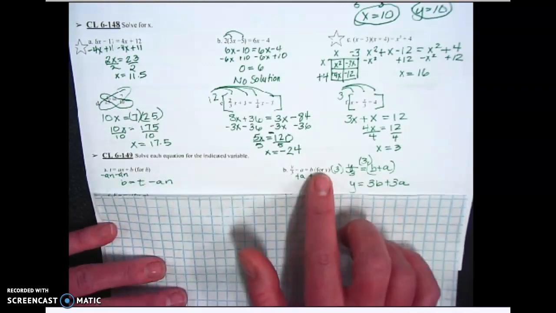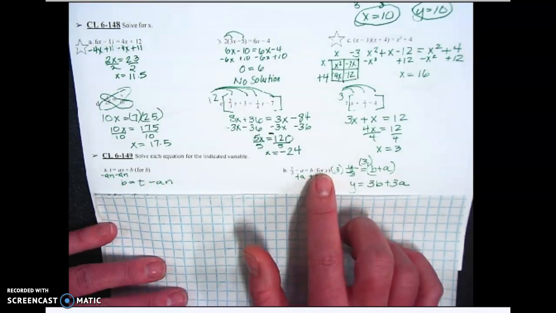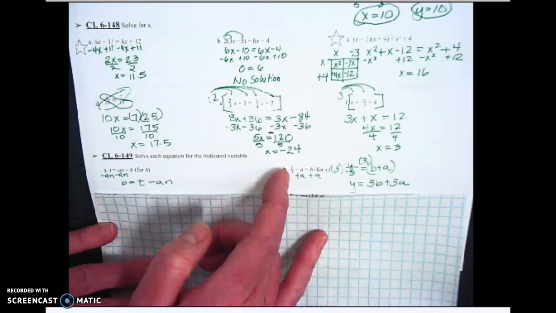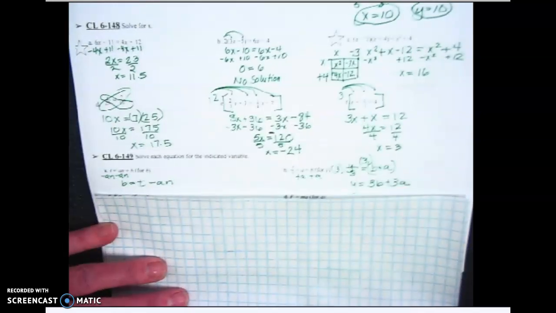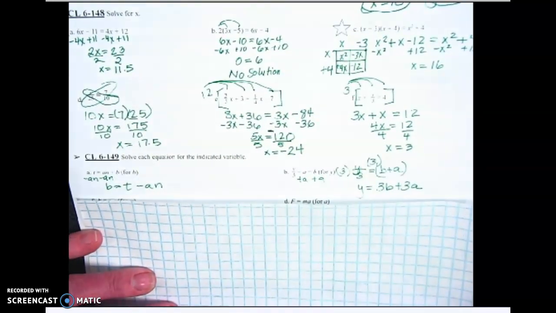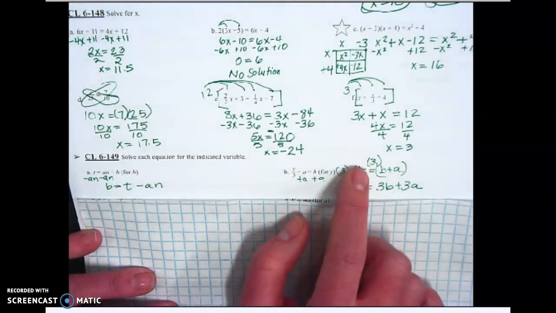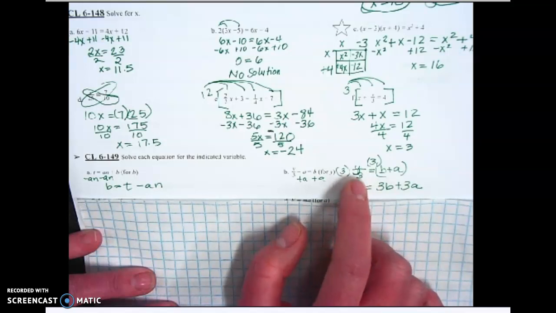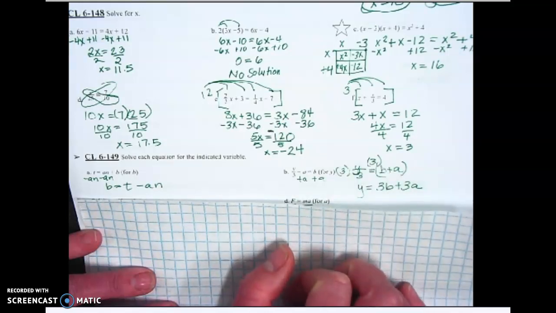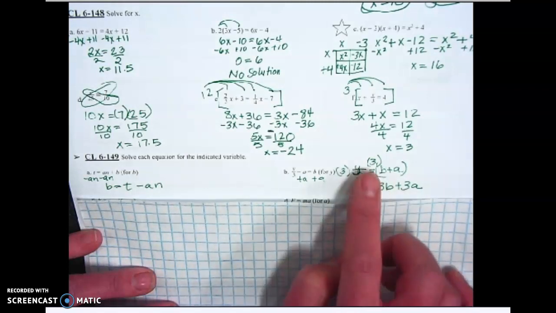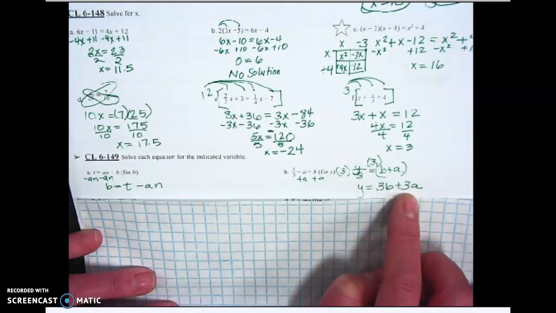Part B, this time they want us to solve for Y. So if you find where the Y is at, the Y is being divided by 3, and A is being subtracted. So the inverse operation is to add A to both sides. Then the inverse operation of dividing by 3 is to multiply everything by 3. And then I just distributed: 3 times B is 3B, and 3 times A is 3A.